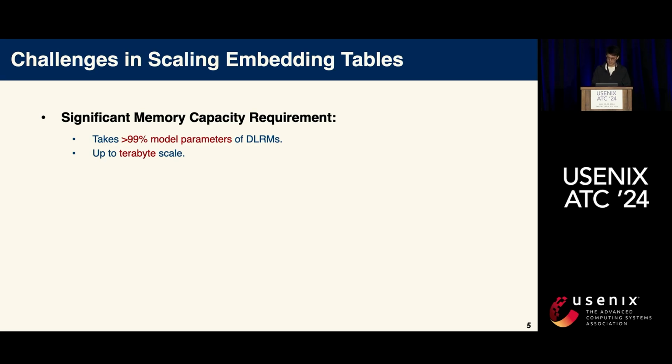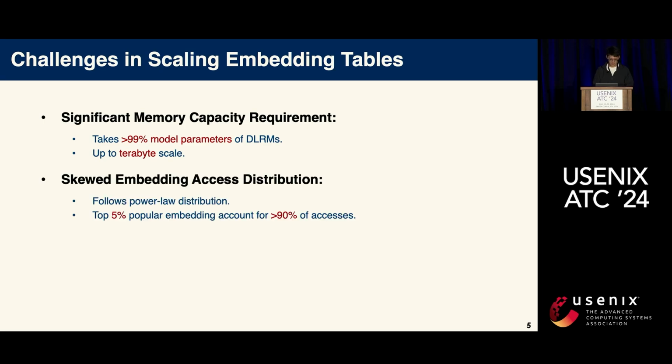And secondly, the embedding access frequency is highly skewed. It typically follows a power law distribution, where the top 5% of the popular embeddings account for more than 90% of the total embedding accesses. So this can easily lead to workload imbalance between GPUs, decreasing the training and inference efficiency.